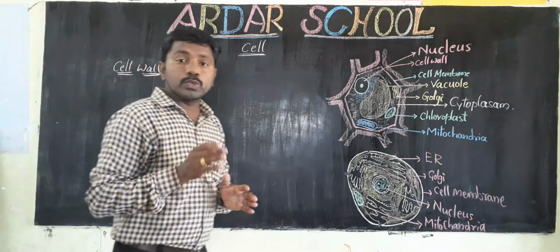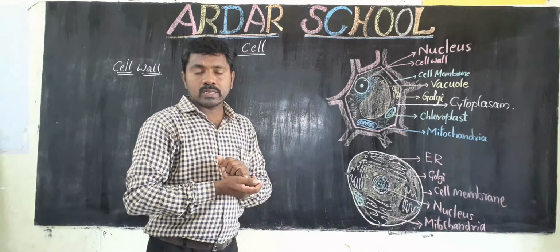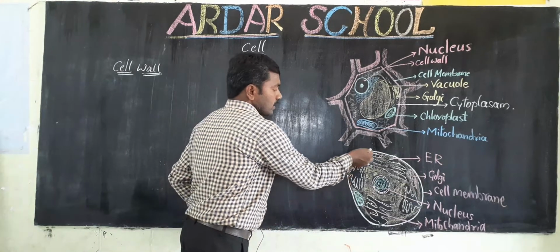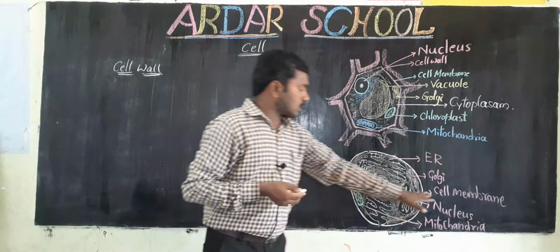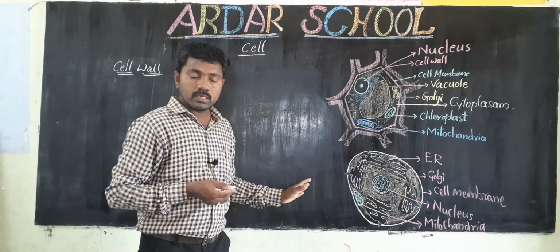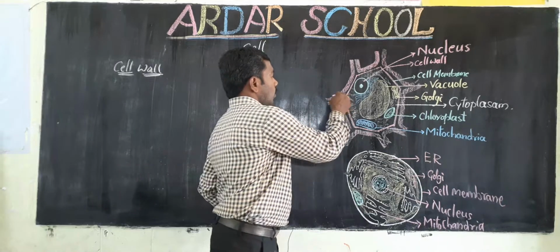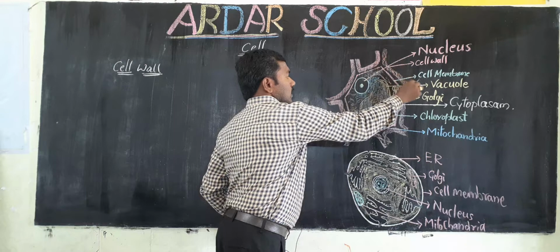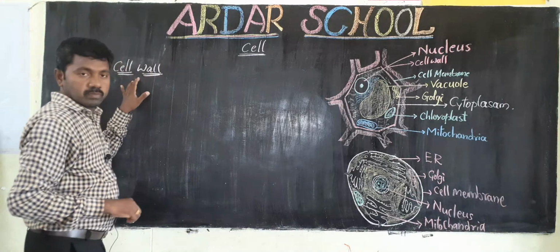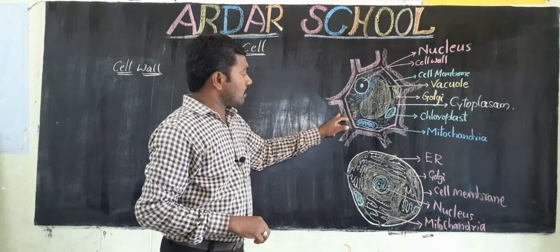This is the unique feature in the plant cell. If you observe the animal cell, what is the outer layer? The outer layer is the cell membrane. Here the cell membrane acts as the outer layer in the animal cell. But here, one more outer layer is there. This is called the cell wall. It covers the cell membrane.